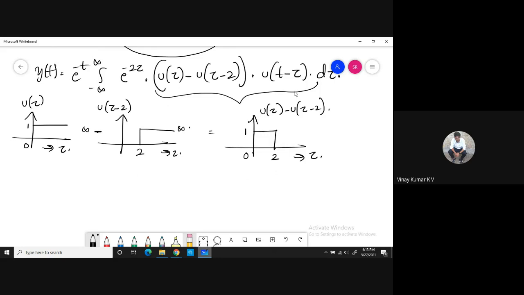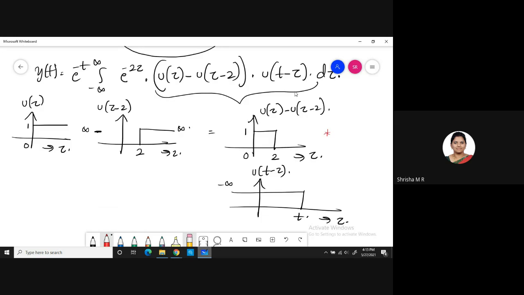Minus infinity to tau. Minus infinity to t, ma'am, t. So this will be u of t minus tau. So it will be from minus infinity to t. We don't know that value of t. So these two are our waveforms of our interest.